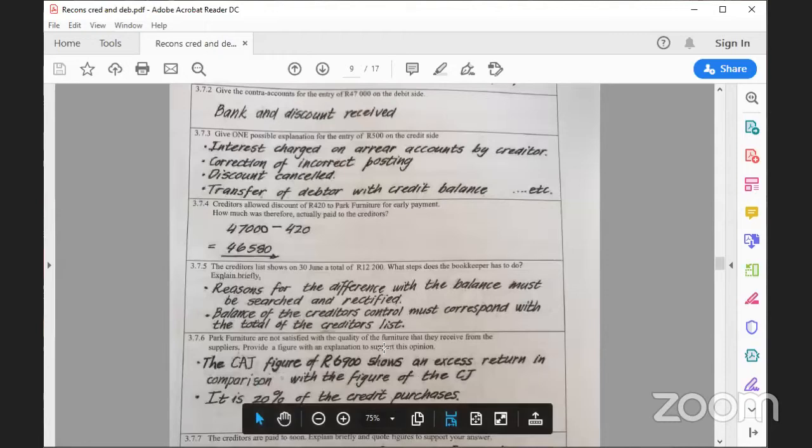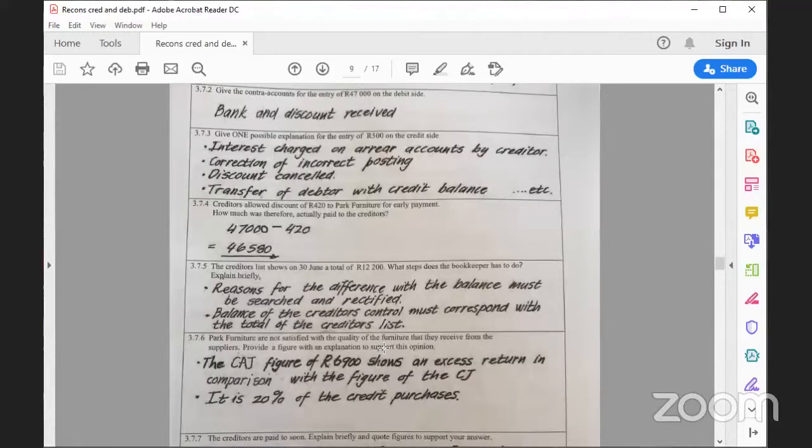Okay, let's have a look. Reasons for the difference with the balance must be searched and rectified. The balance of the creditors control list must correspond with the total of the creditors list. So that's what I told you guys. We must make sure that our creditors control account in our general ledger compares and agrees to my creditors list, my total of my creditors list. So that's quite important, okay?